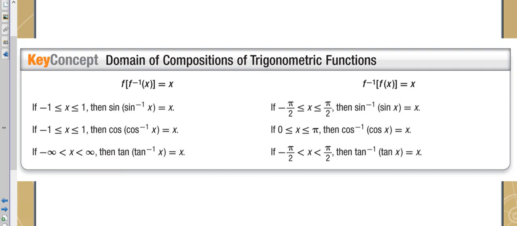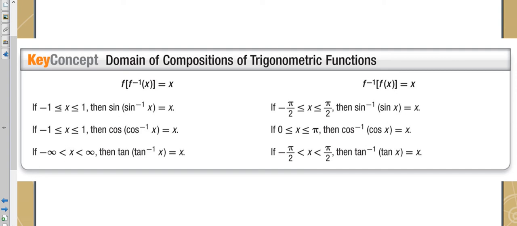Now let's talk about domain of compositions of trig functions. When we look at the domain of a function or its inverse, normally we would just think of it being all real, something like that. But here's the problem with inverse: sine inverse, the domain is limited from -1 to 1, because the sine values can't ever be greater than that.